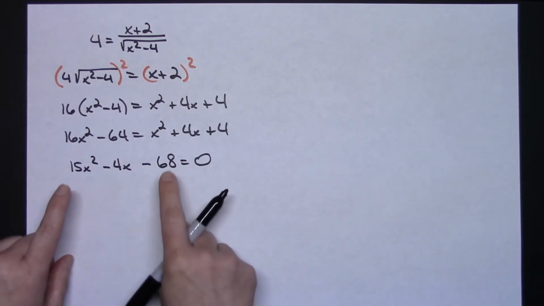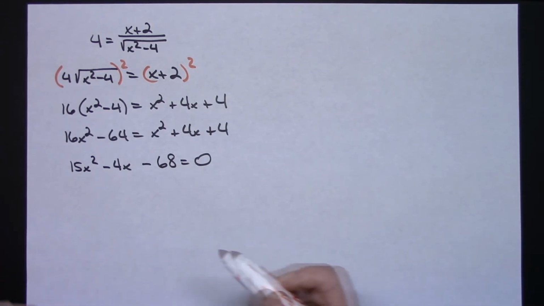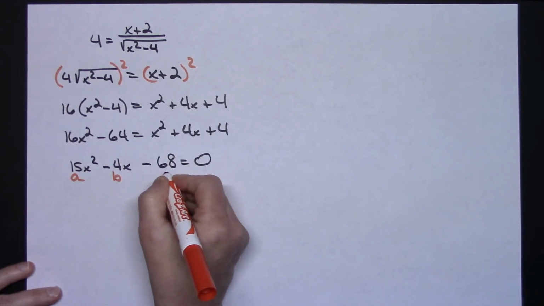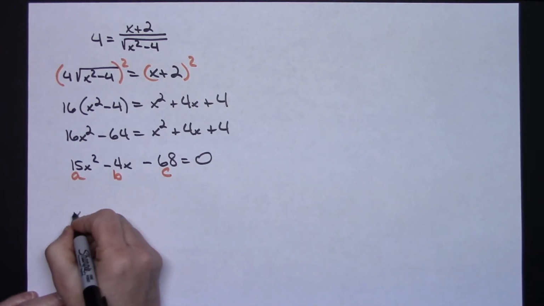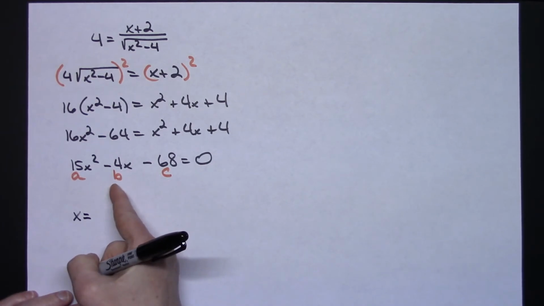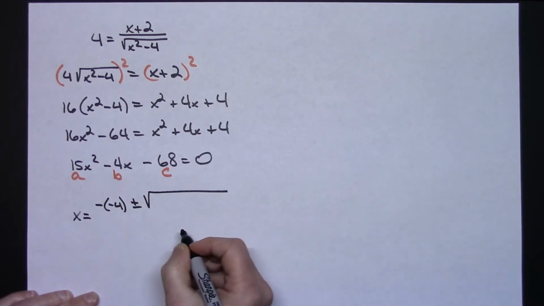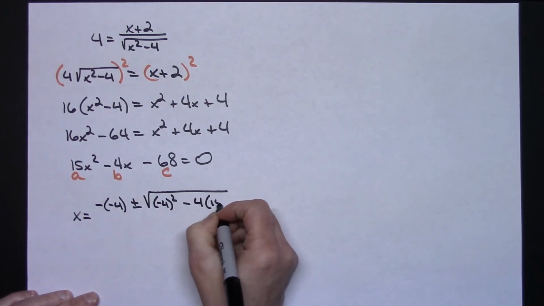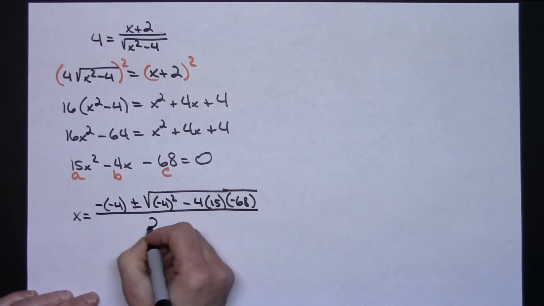Now at this point, because those two numbers are extremely large, I would not recommend guessing and checking on this at all to try to factor it. I would probably immediately do the quadratic formula, so identifying 15 as A, negative 4 as B, and negative 68 as C. Alright, so we're going to have x is equal to negative b, so that'd be negative 4, plus or minus the square root of b squared, so negative 4 squared, minus 4 times a times c, all over 2 times a.